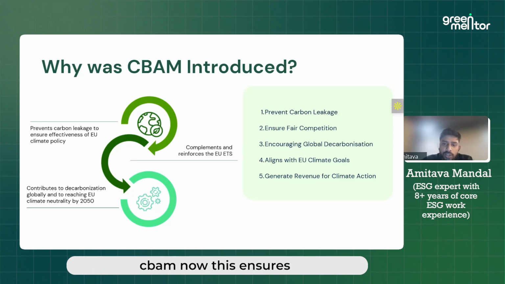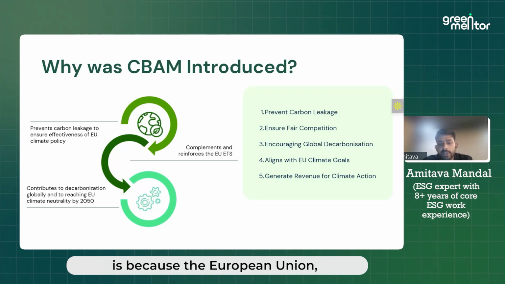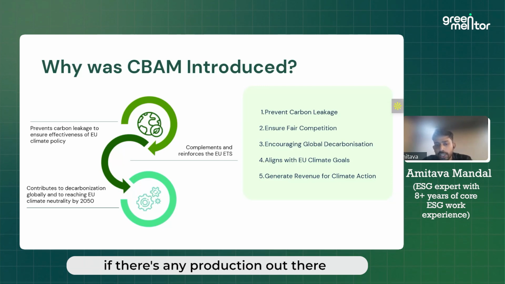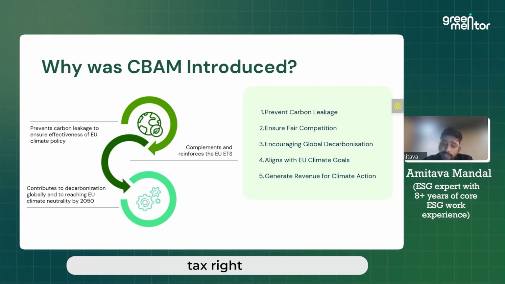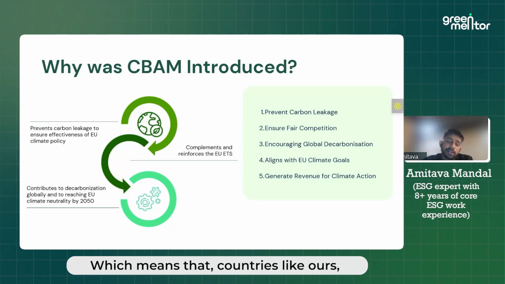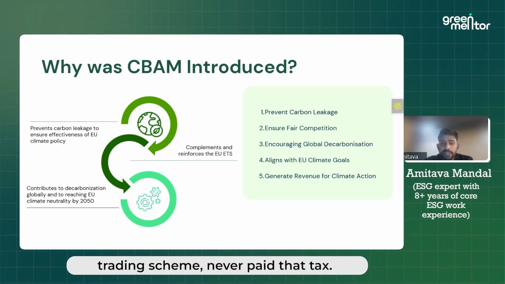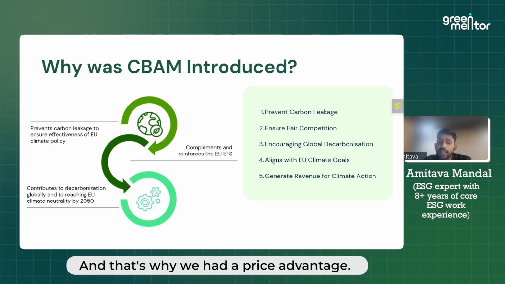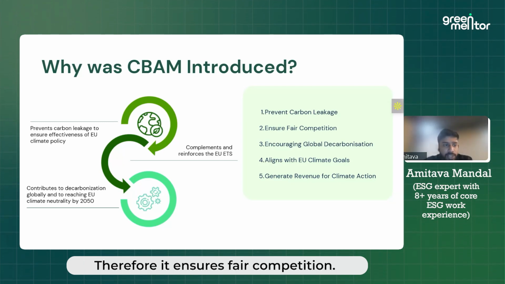Now, this ensures fair competition. Why fair competition? Because earlier, if there was any production in the European Union, they were part of the emissions trading scheme, so they would have to pay an extra tax, right? Which means that countries like ours, which were not part of the emissions trading scheme, never paid that tax, and that's why we had a price advantage. So introducing CBAM ensures that we also pay the carbon tax. Therefore, it ensures fair competition.